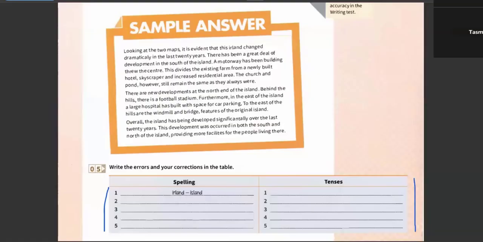The second one that you said, repeat again, please. A motorway has built through the center. Has been built through the center. That is, yes, in the third sentence. It has been built, not building, it will be built. Very good. Then in the sentence, furthermore, in the east of the island, a large hospital has been built with space for car parking. Very good. Excellent.